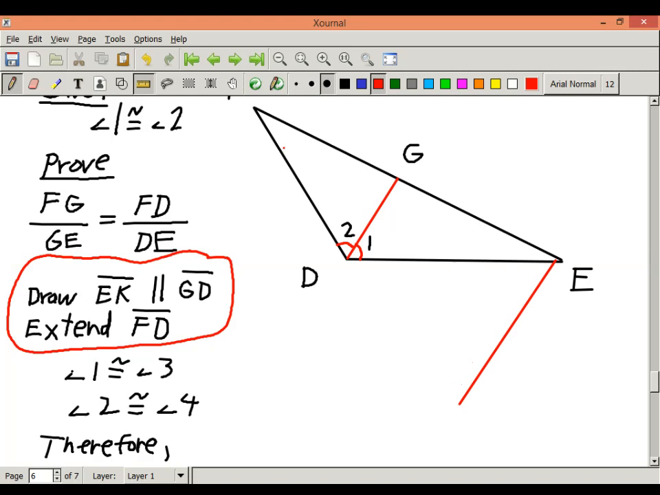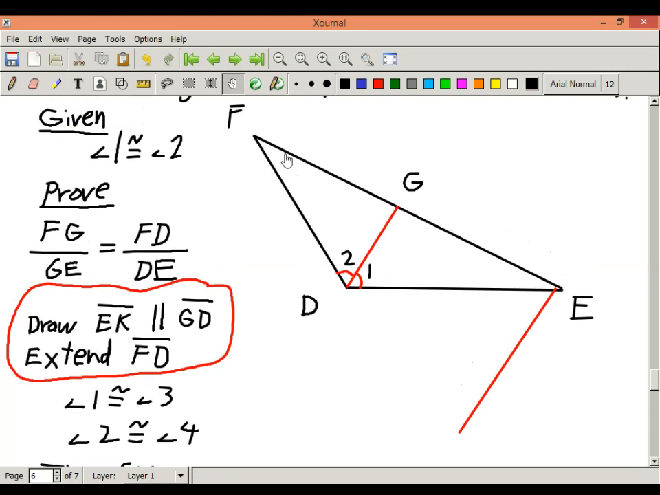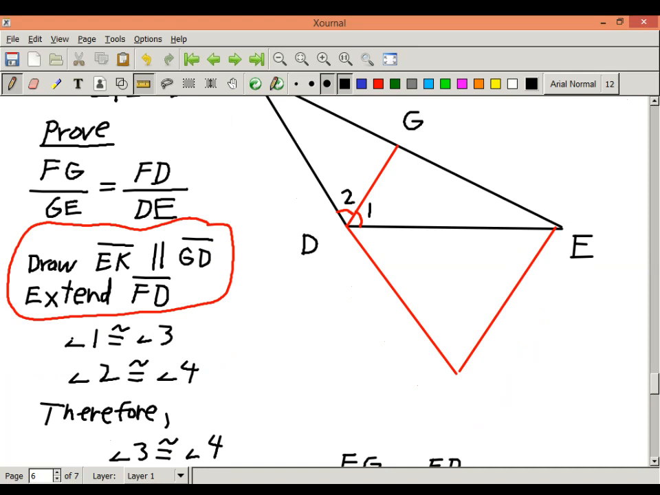Okay, then I'm going to extend side FD. So FD, you can see right there, I'm going to extend that side down to meet. Almost did it. I'll cheat a little bit there. Okay, so that's the point where they meet is point K. So keep in mind that these two segments here are parallel because I drew it that way. Okay, so I'm going to put some numbers in here. So this is going to be angle 3, and this is going to be angle 4.